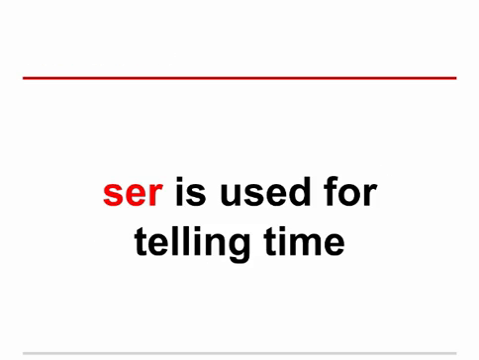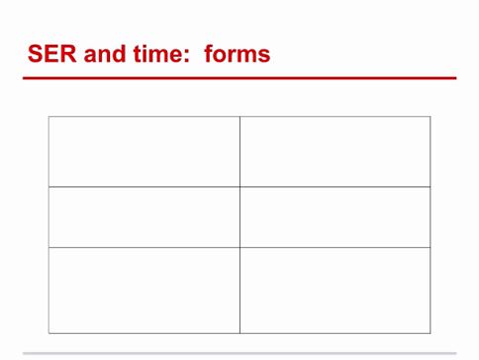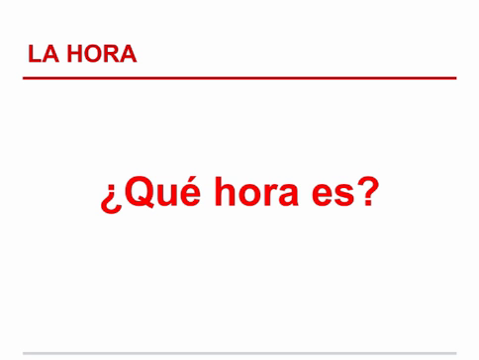The verb ser is used for telling time. However, not all forms of ser will be used. Only two forms are used: the third person singular es and the third person plural son. To ask what time it is, you ask ¿Qué hora es?